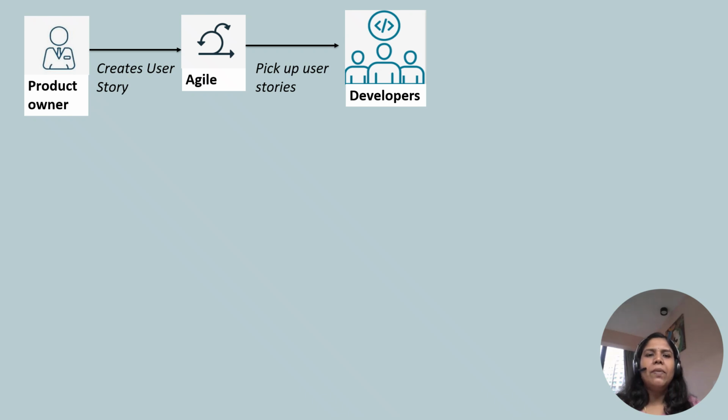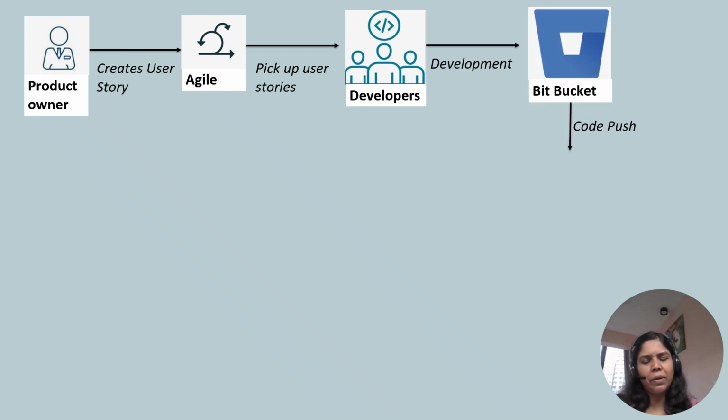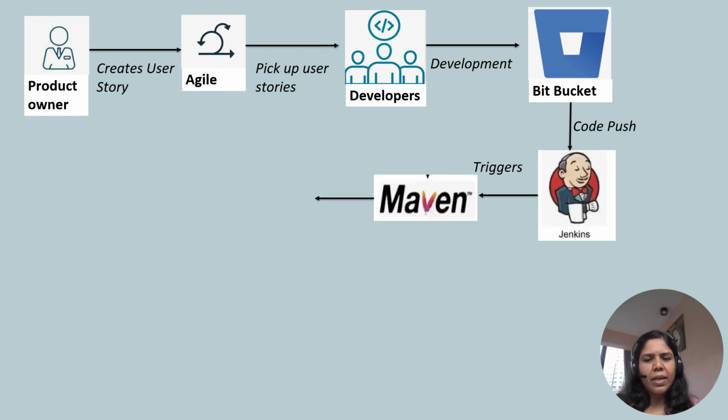So the developers will pick up the user stories in the agile process, and then they do the tech feasibility, then they understand the business requirement, then they start doing the coding. The code is maintained in a code repository, which is either Bitbucket or GitHub. Once a developer completes the development, they do the code push. The code push triggers the CI, continuous integration, build and integration, which is step 3. The tools used here are Jenkins and Maven.